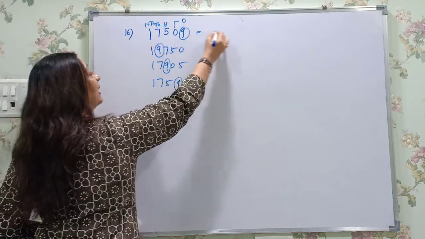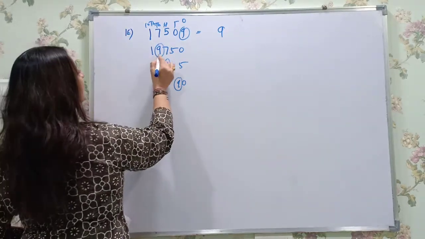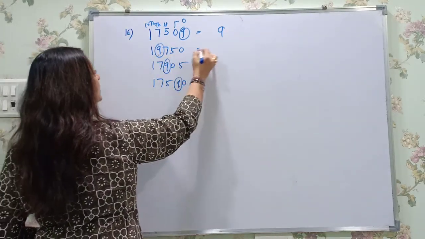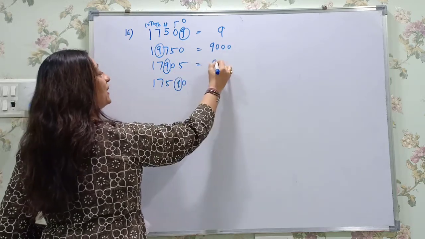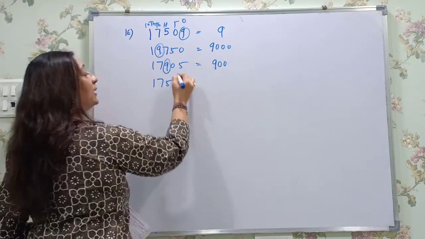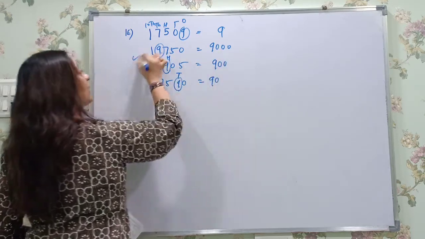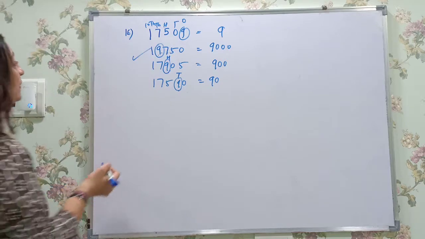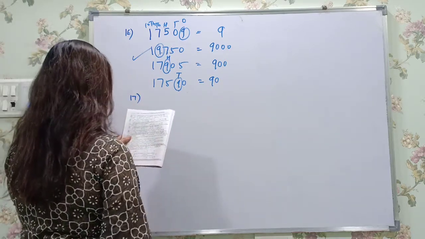Now 9 is at ones place. So what is the place value of 9? Here 9 is at ones, tens, hundreds, thousands place. So place value is 9,000. Here 9 is at hundreds place. So place value is 900. Here 9 is at tens place. So place value is 90. So which has the greatest value? 19750. Sum number 17.